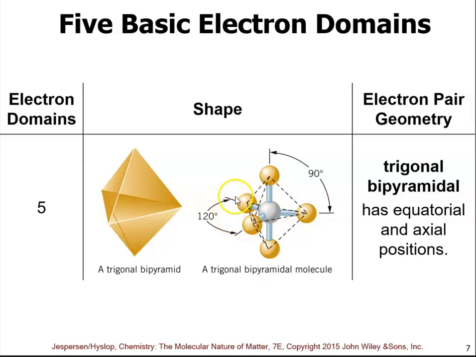These have 120-degree bond angles between the equatorial positions and 90-degree bond angles between the equatorial and the axial positions. This is called trigonal bipyramidal because you can see on this shape over here on the left, there are 2 pyramids, bi meaning 2, pyramidal meaning pyramid. These are 2 pyramids glued together on the bottom part.